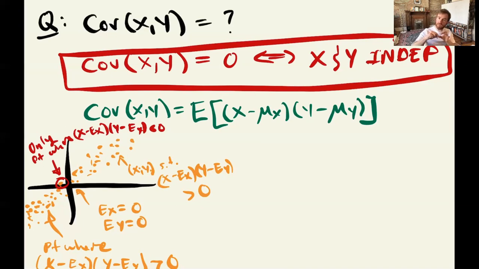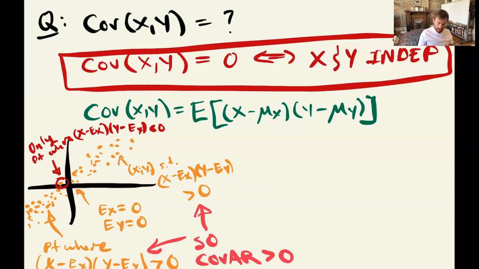And so the bottom line is if you then sum up these multiplications, you weight it by how probable is that value. Well, in this case, using empirical distribution, we say every point is equally probable. Then this is a situation in which the expectation, or covariance, I should say, is greater than 0.